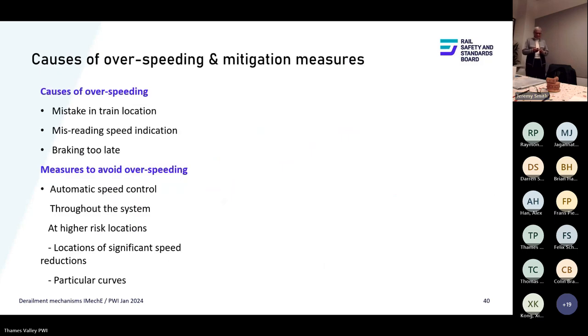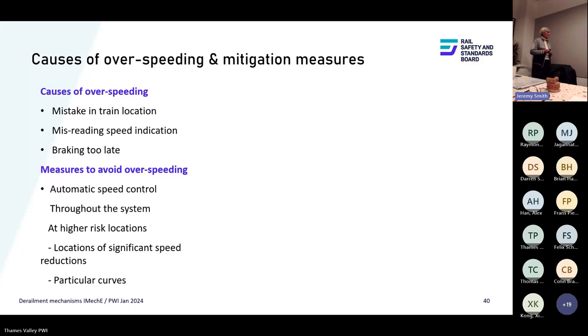So the most common are a mistake in the train location, or a mistake in understanding which road, which route the train is on. Misreading a speed indication, not slowing down where it should do, braking too late.